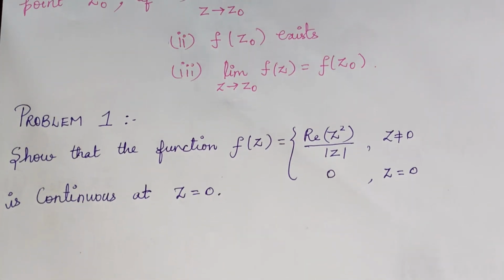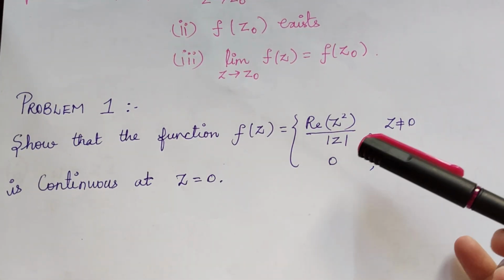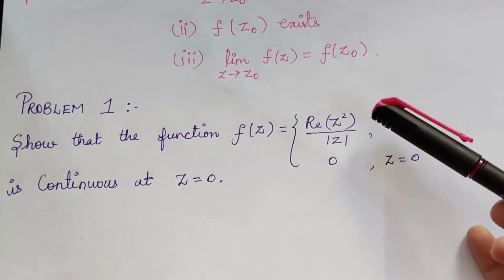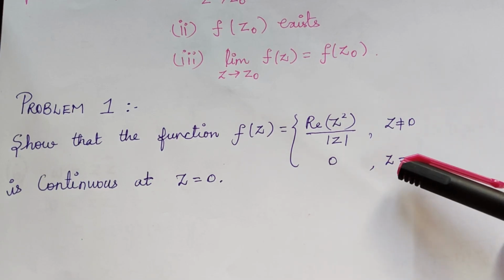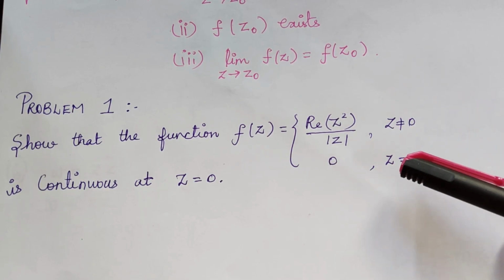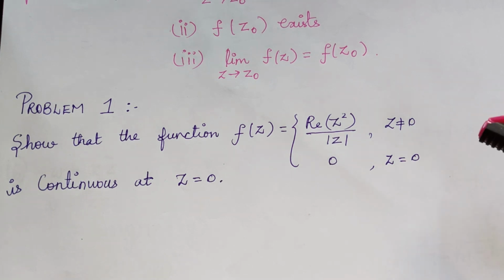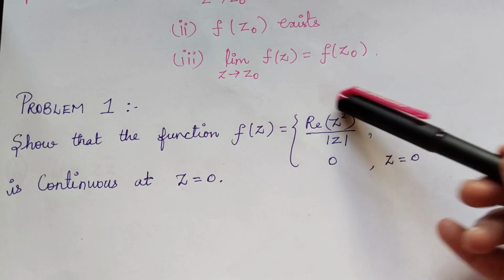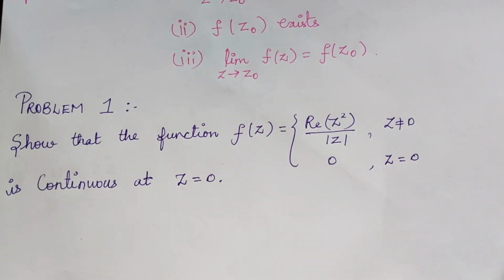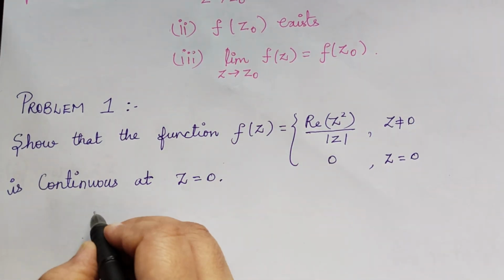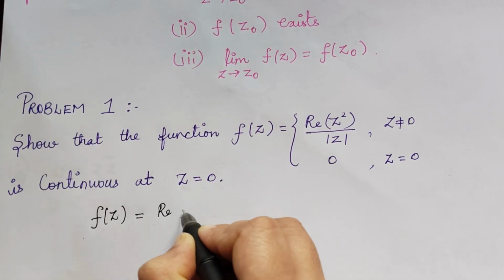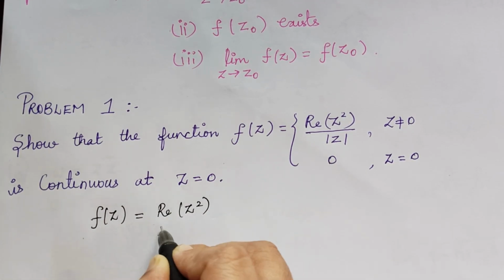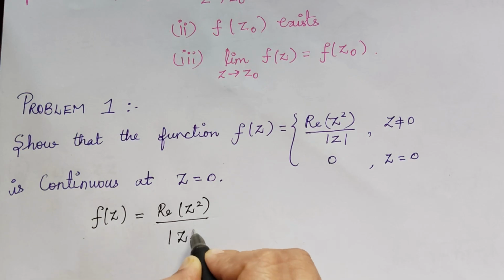Now in order to show that the limit exists, from our previous video lecture, we have learned that in order to show that the limit of a function exists, we have to show that the limit is unique along any different paths that we consider. So let us first prove that the limit of this function exists. So first we shall write the given function f of z, which is equal to real part of z square divided by modulus of z.